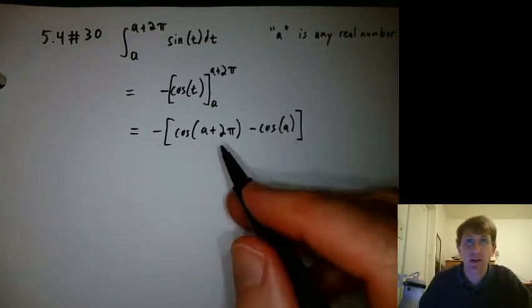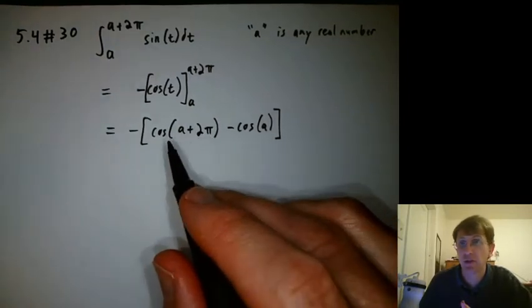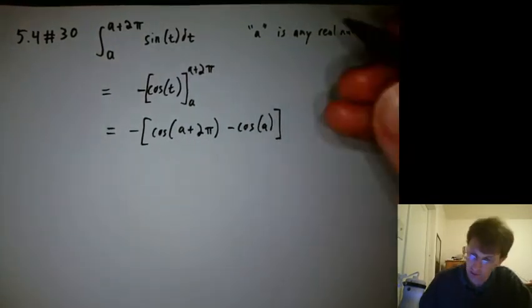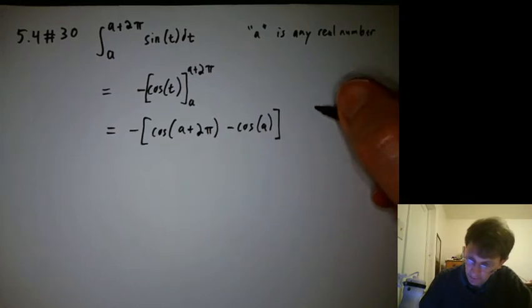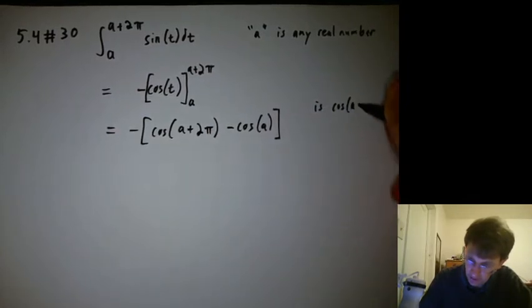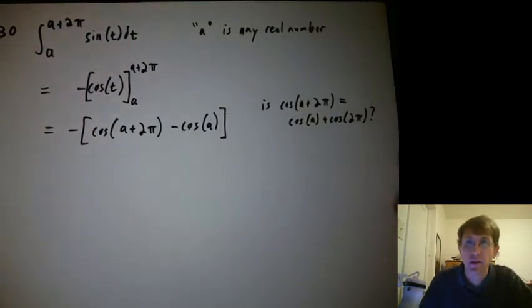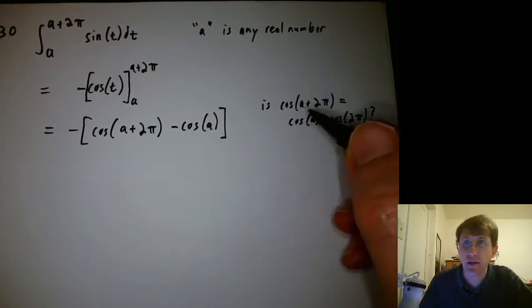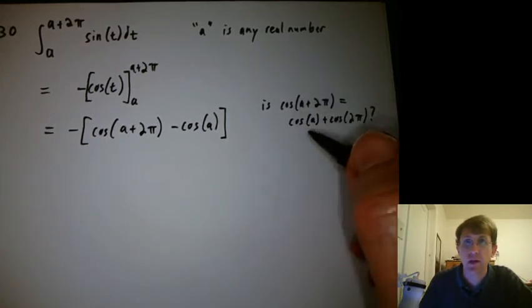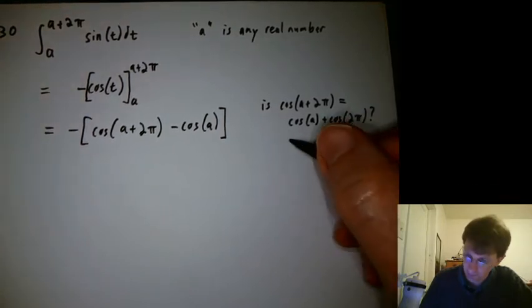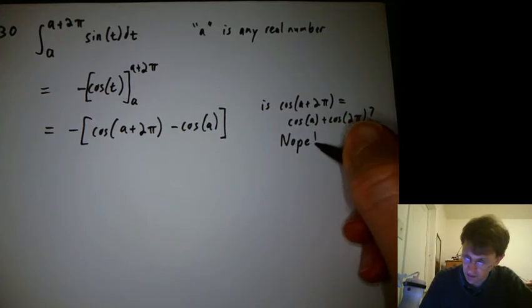Can we say that cosine of a plus 2 pi is cosine of a plus cosine of 2 pi? Well, let's think about that. Is cosine of a plus 2 pi equal to cosine of a plus cosine of 2 pi? It turns out that is not true. You can basically never take the sine or cosine of a sum and just write it as the sine or cosine of the individual terms. So we cannot do that.